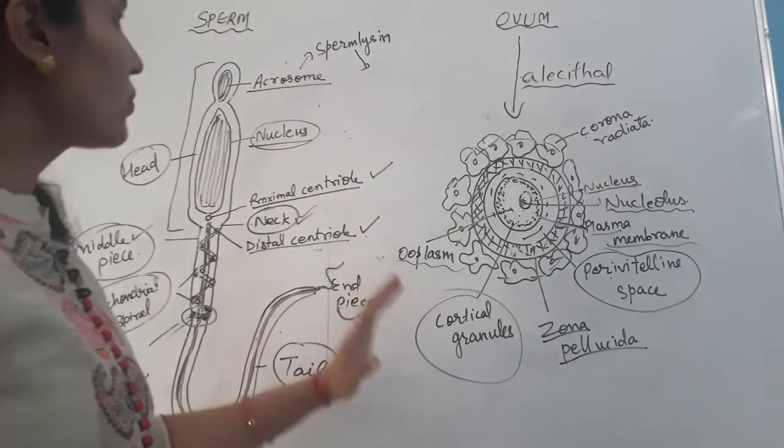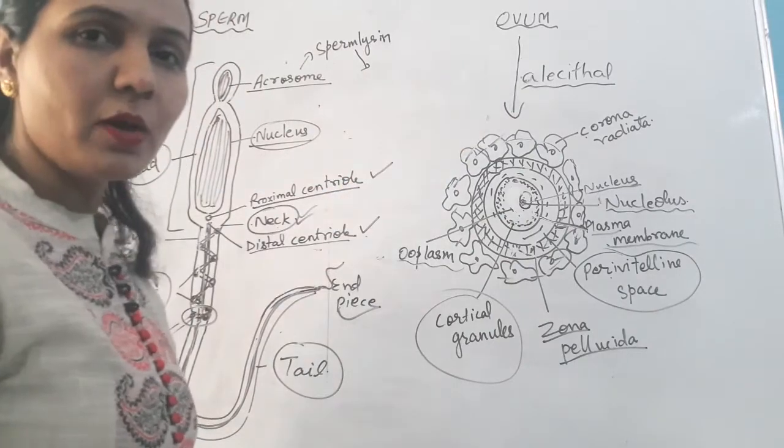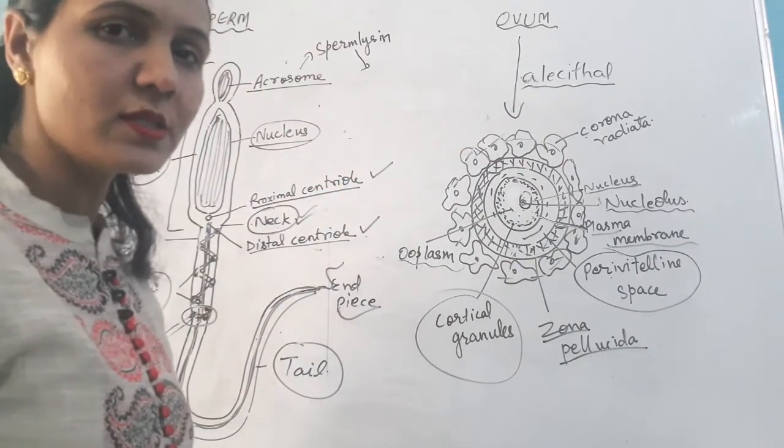So this is all about the structure of the sperm as well as the ovum. In the next class, we will deal with the other processes with a new slide.